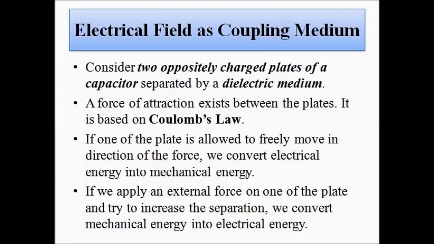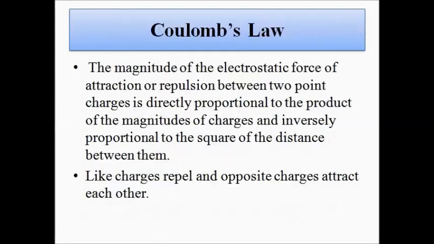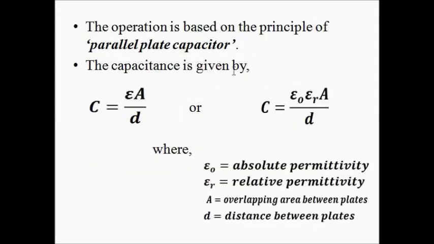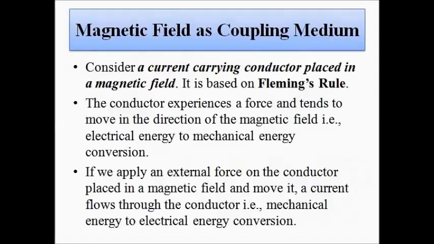Okay, so the electrical into mechanical conversion obeyed Coulomb's law. Okay, and mechanical into electrical simply followed the basic parallel plate capacitor principle, where a change in the separation between the two plates causes a change in the capacitance, which means mechanical movement causes change in the electrical capacitance. Now this is all about electrical field as the coupling medium. Next is the magnetic field as the coupling medium.